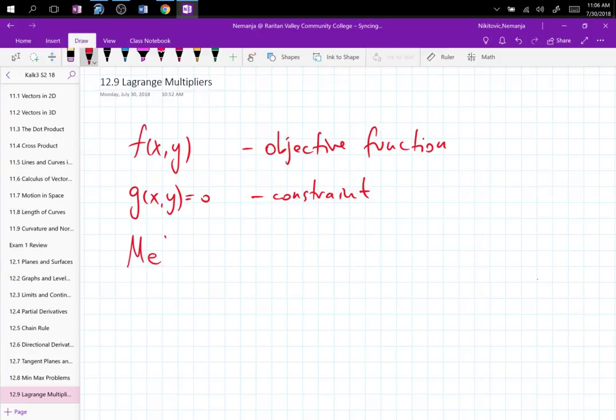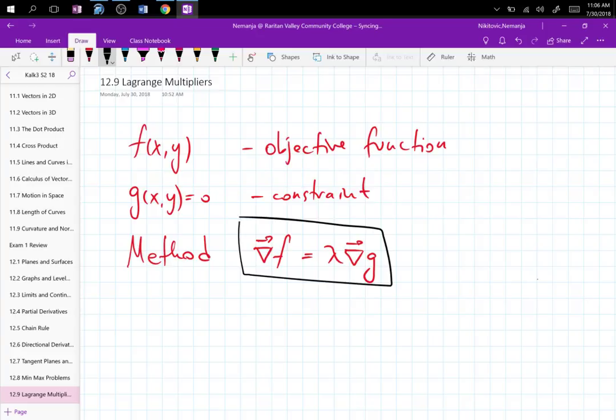And the method is to equate the gradients. So that's the Lagrange multiplier. This lambda is called the Lagrange parameter, and we are going to be eliminating that parameter as we go.